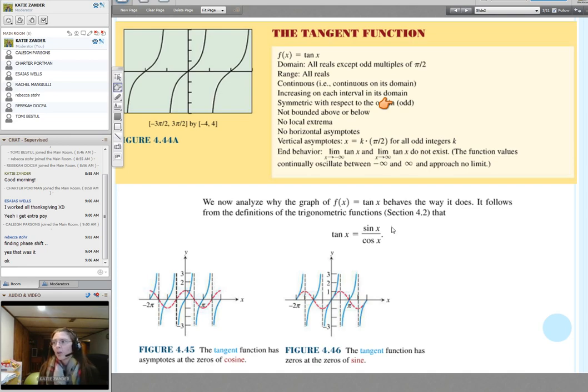So the main thing to take away here is because tangent can be written as sine over cosine, you have vertical asymptotes where cosine is 0, and you have x-intercepts where sine of x equals 0. Right? So the numerator gives the x-intercepts of the graph, and the denominator is going to give you your vertical asymptotes.